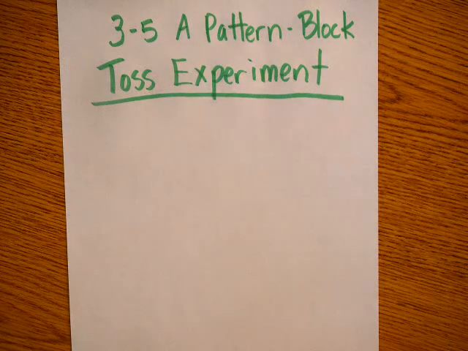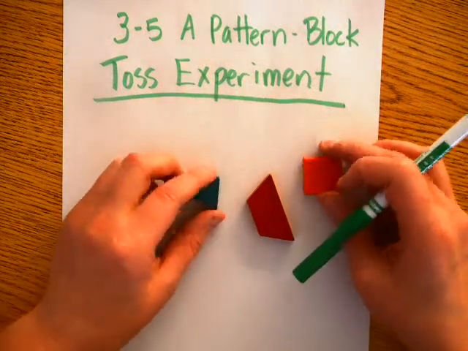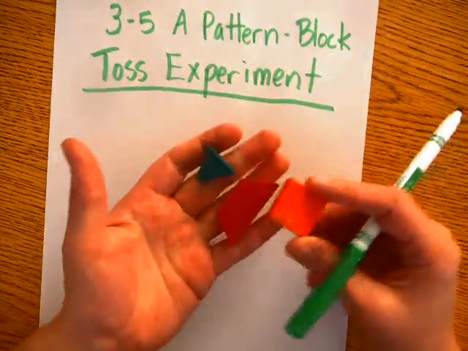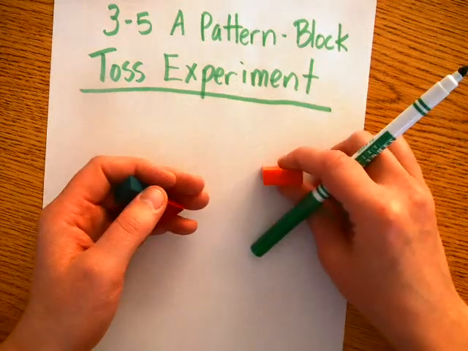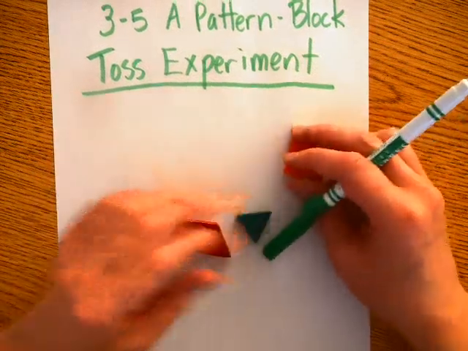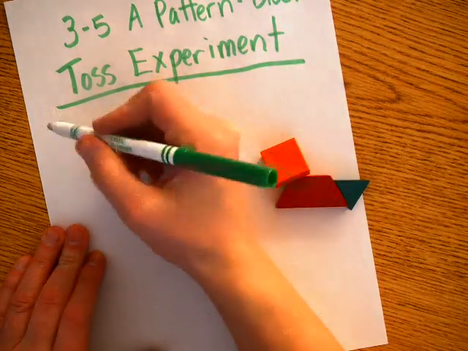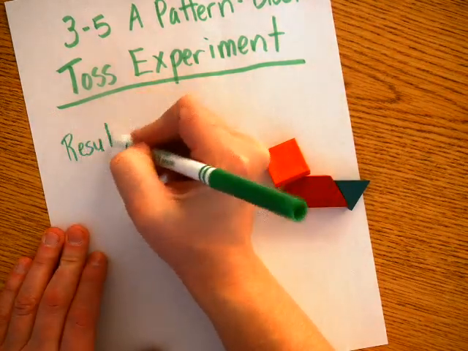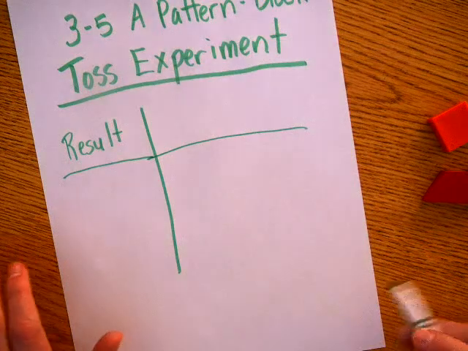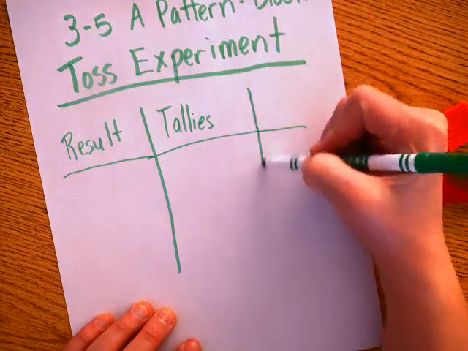What we're going to be doing today is we have 3 blocks, and the kids have to decide, in looking at these blocks, if we throw the blocks up in the air, which one of them is most likely to land edge side up. Okay, so looking at these choices they have, we're going to have some sort of chart where we have a results column, and then we have over here the tallies, and we have the total.